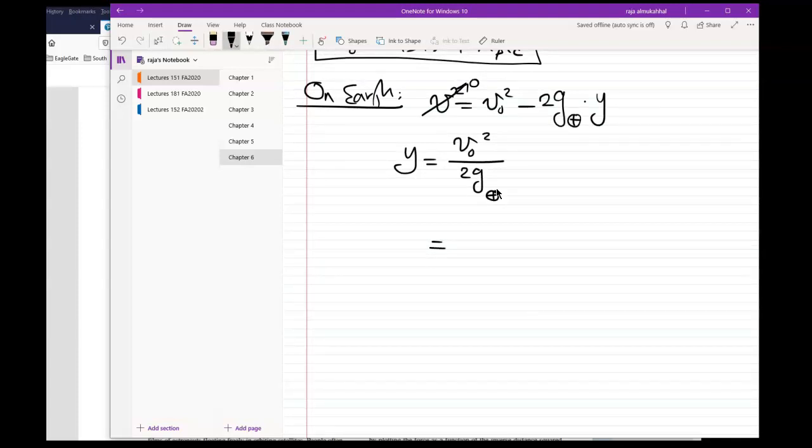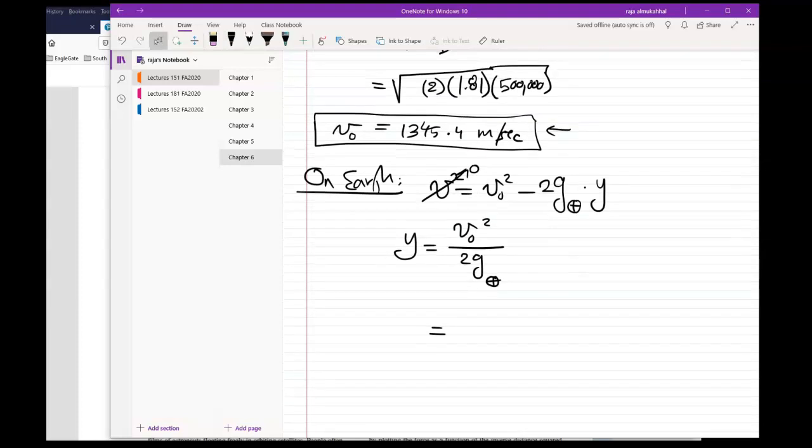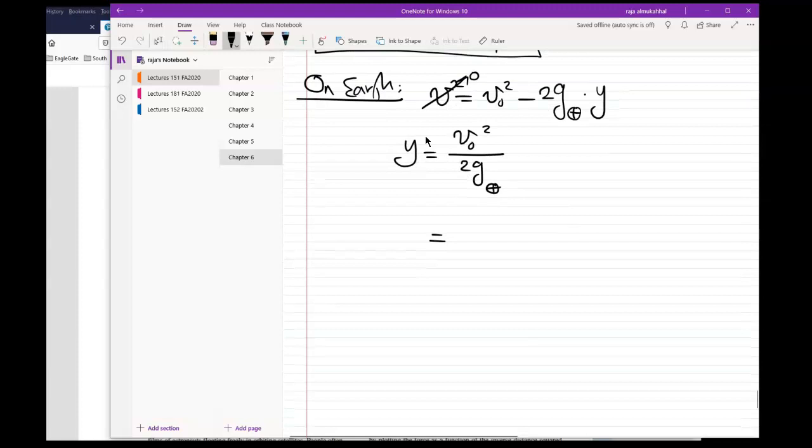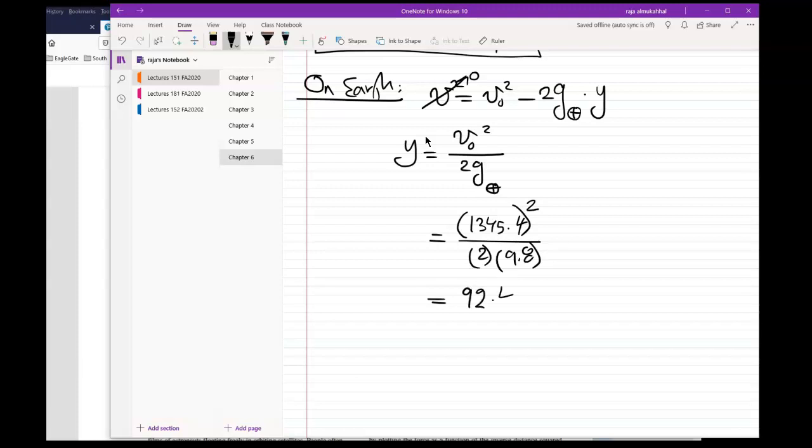So V0 squared, I just got it right here, 1,345.4. So that's 1345.4 squared divided by 2 times 9.8. And when you calculate that, I got 92.4 kilometers. Again, this is in kilometers, not meters. And there we go. Okay.